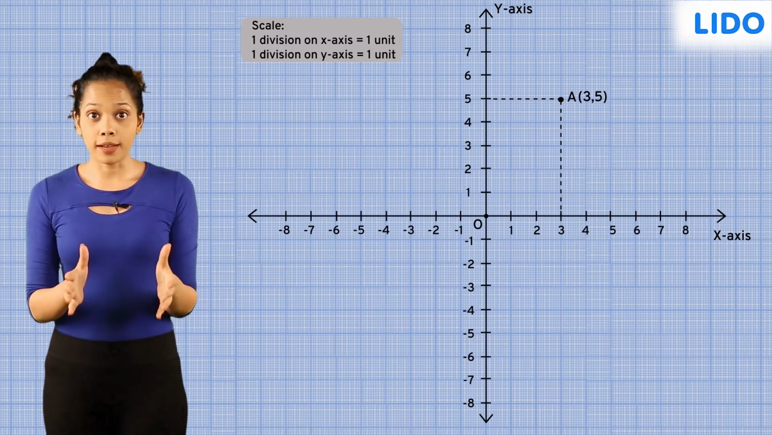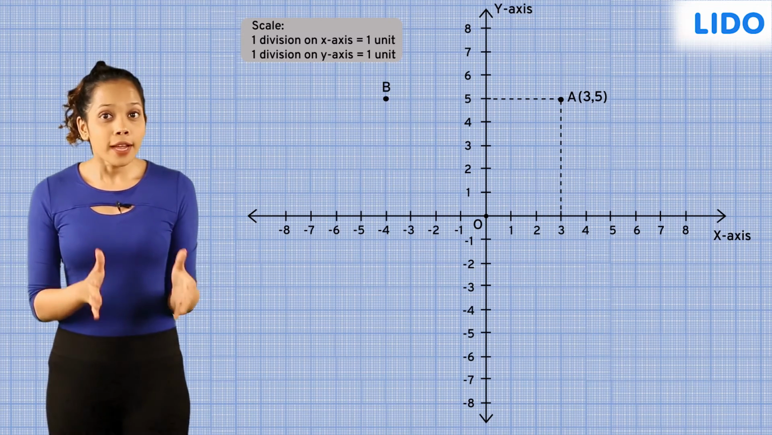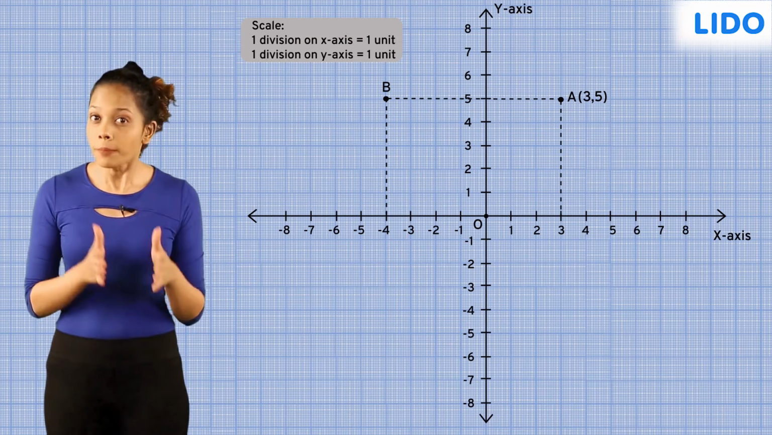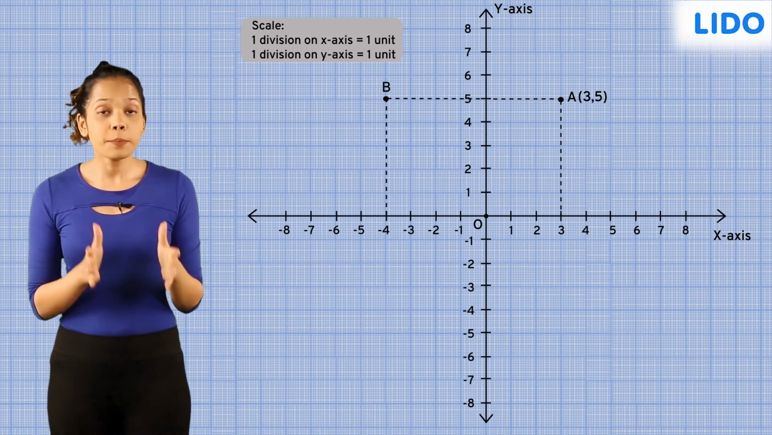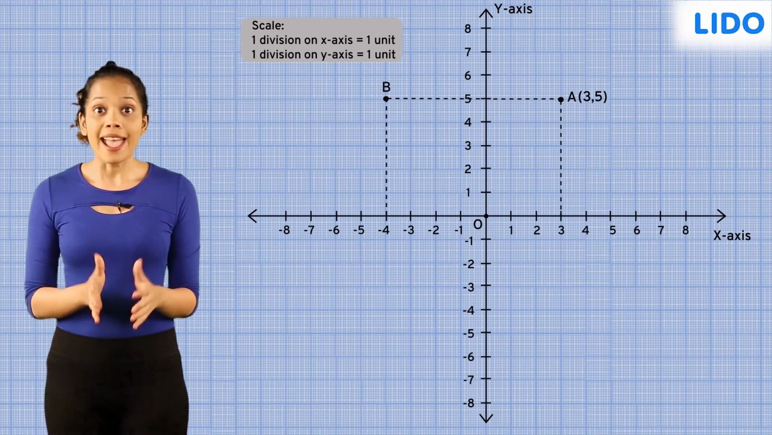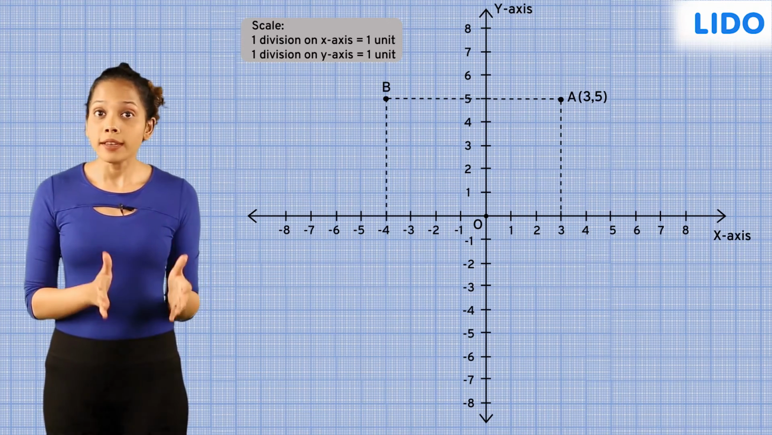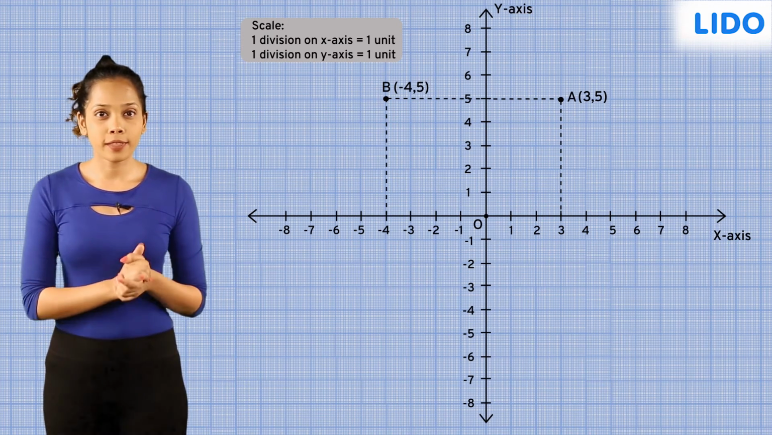Let us now determine the position of another aircraft B. To find the coordinates of this point, we drop perpendiculars from this point on the x and y-axis. These perpendiculars meet the x-axis at -4 and the y-axis at 5. Hence, the coordinates of B are (-4, 5).